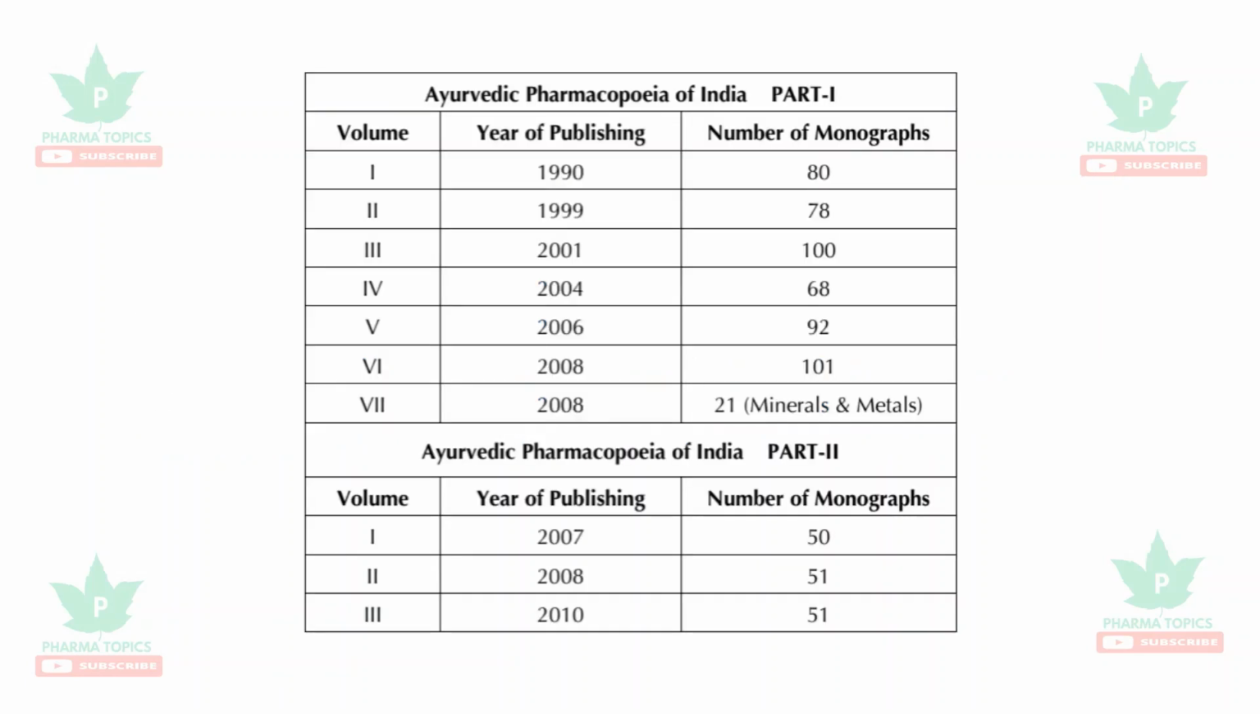Apart from Indian Pharmacopoeia, India also has Ayurvedic Pharmacopoeia of India. It has two parts, part 1 and part 2. Seventh volume of part 1 was launched in the year 2008, which had 21 minerals and metals, and volume 3 of part 2 was launched in the year 2010.